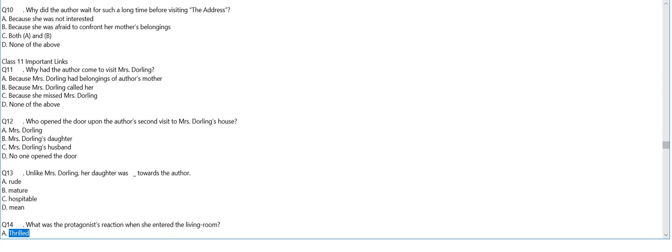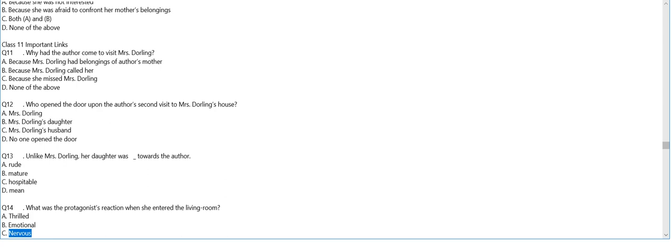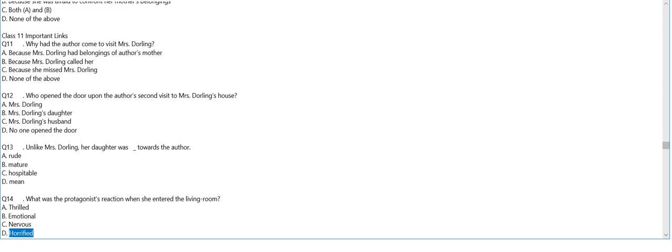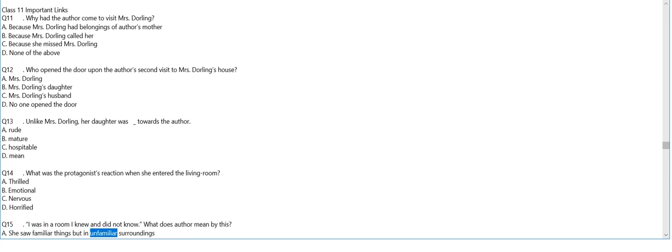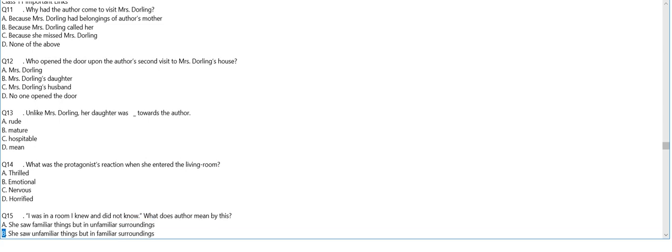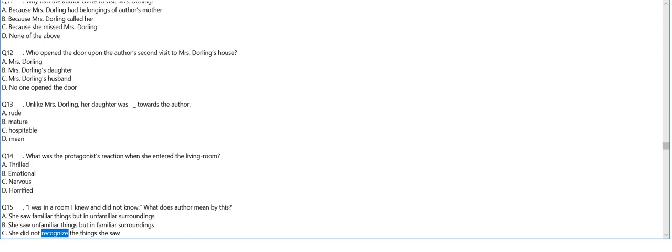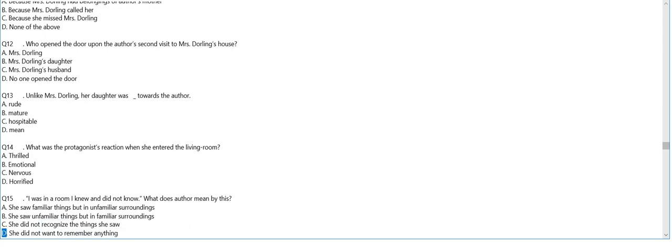Q14. What was the protagonist's reaction when she entered the living room? A. Thrilled. B. Emotional. C. Nervous. D. Horrified. Q15. I was in a room I knew and did not know. What does author mean by this? A. She saw familiar things but in unfamiliar surroundings. B. She saw unfamiliar things but in familiar surroundings. C. She did not recognize the things she saw. D. She did not want to remember anything.